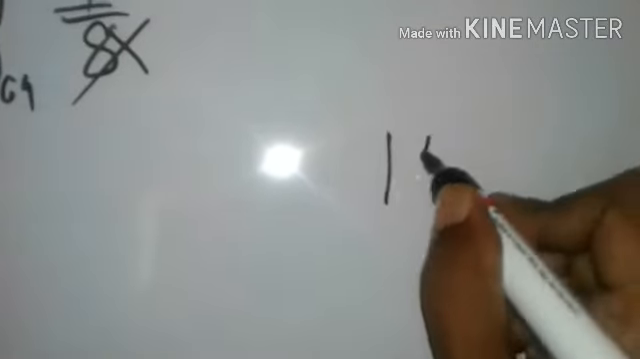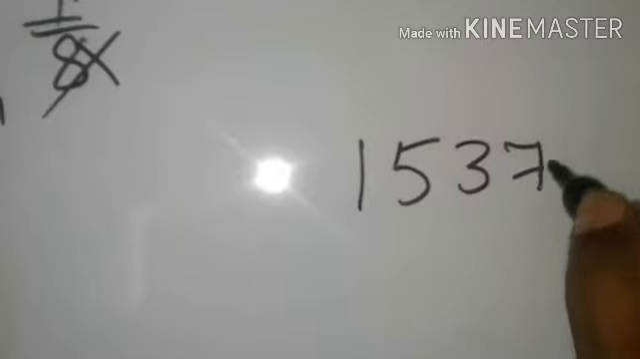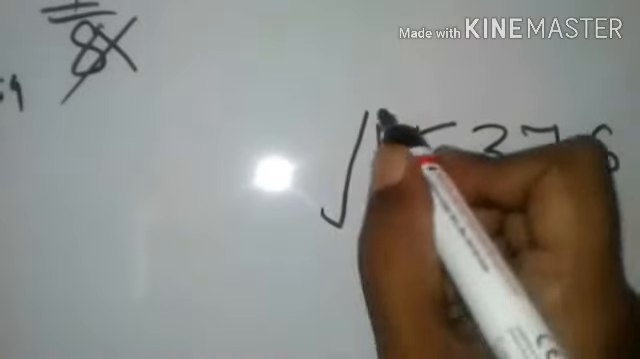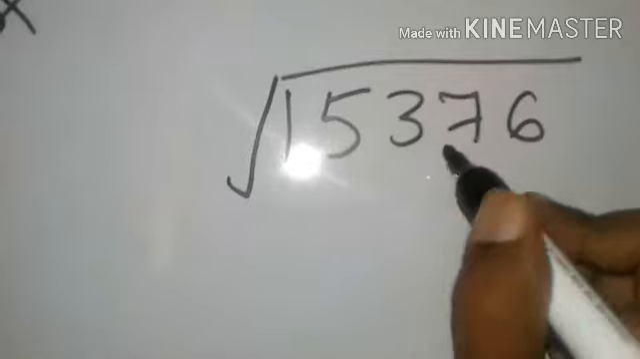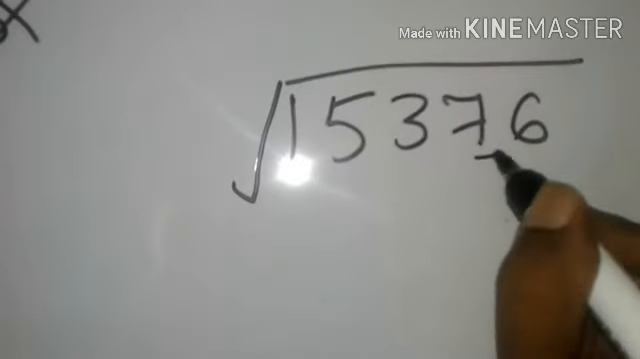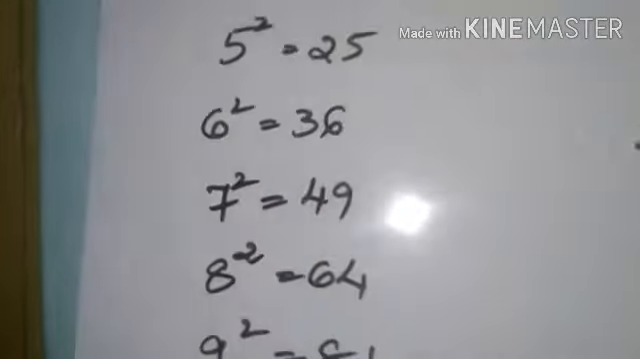Okay, let's extend this furthermore. I am considering the number 15376 and I'm trying to find the square root of 15376. Okay, the last digits are 76. So the possibilities for the last digit are 4 and 6.